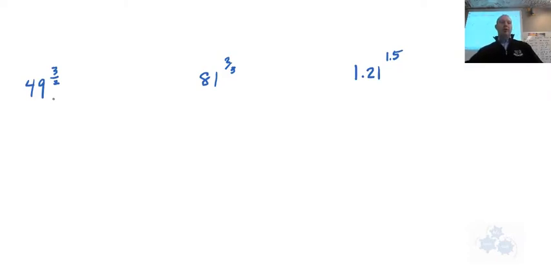Okay? So what this means, again, is that the bottom number in the exponent, the denominator in the fractional exponent, is the index of the root. So this is actually root 49 to the power of 3. Okay? That's what that means. What's the square root of 49? 7. What's 7 cubed? 343.